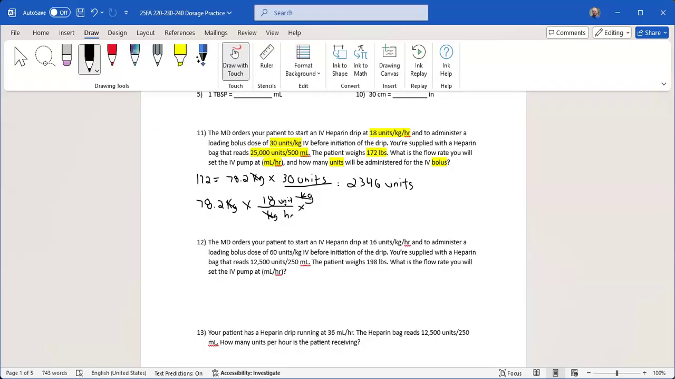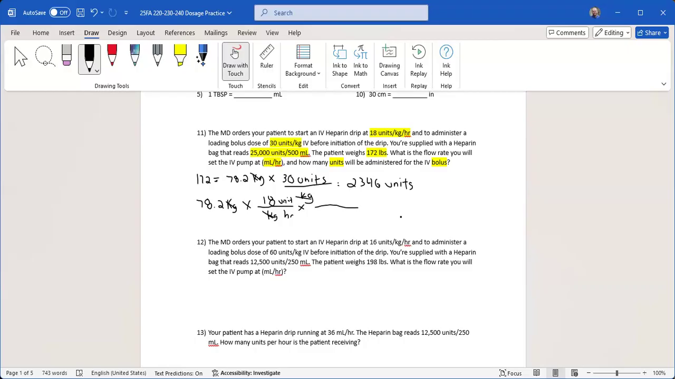All right. So like I said, I'm not going to do any math just yet, but right now with the kilograms eliminated, I'm in units per hour. The question though is saying milliliters per hour, so that's why I have to take my IV, my available, and I have to calculate that.